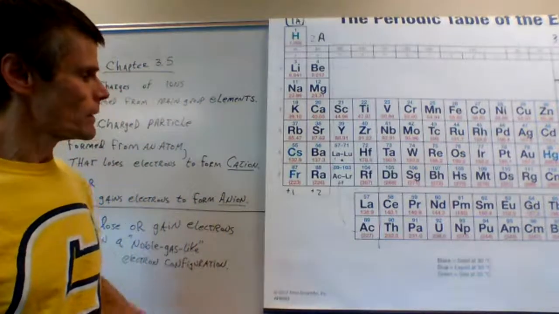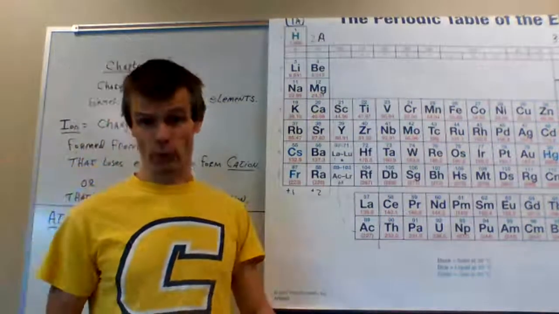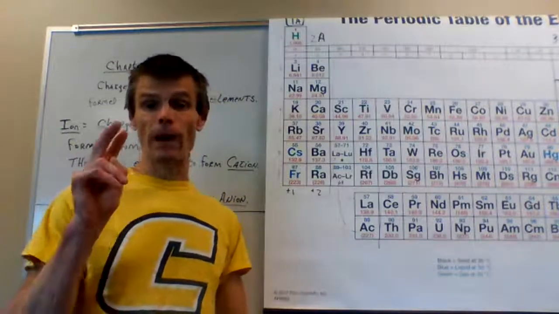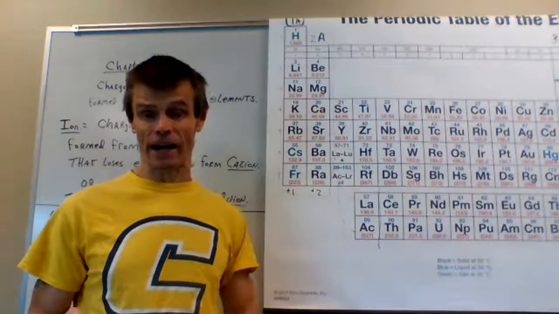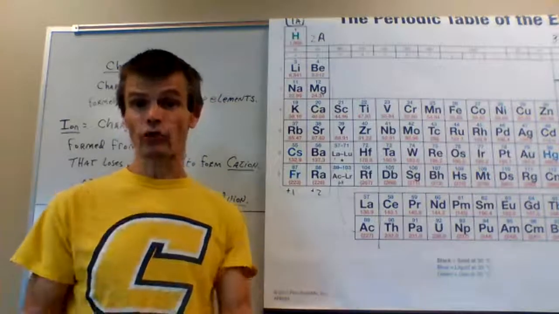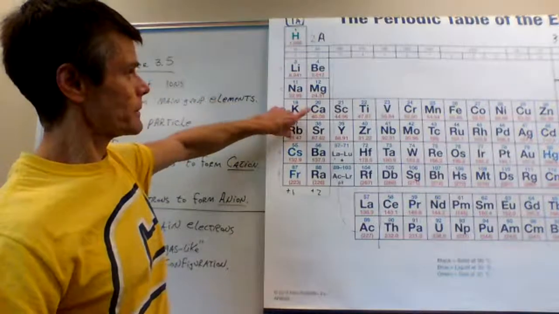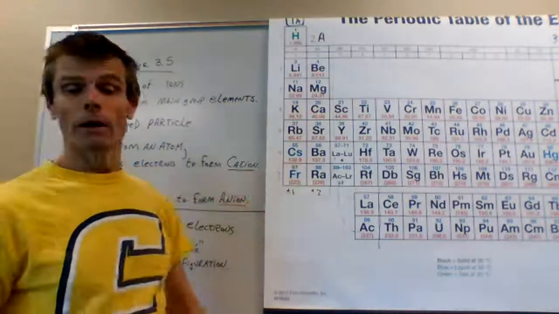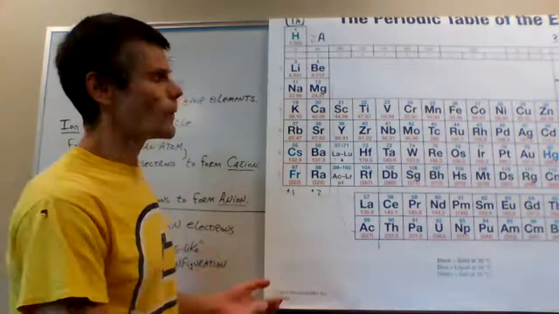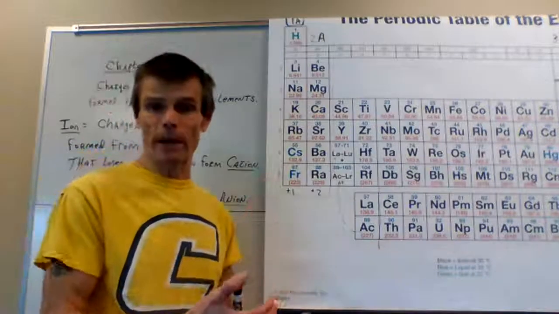Group 2A are our alkaline earth metals, and they typically form positively two-charged cations. In other words, they lose two electrons quite easily. These include beryllium, magnesium, calcium, strontium, barium, and they do follow a certain trend in how they behave.